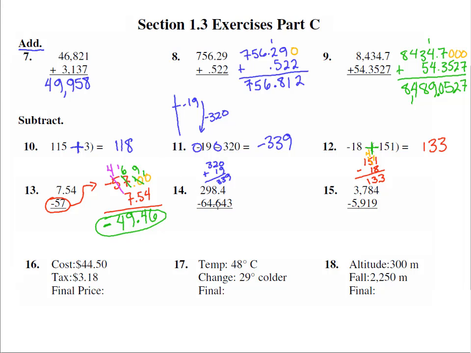298.4 minus 64.643. Okay, the bigger one's on top. We're subtracting. We have one positive, one negative, but the decimals aren't lined up. So let's write this out here. 298.4 minus 64.643. Let's put those zeros out there so we can do our good subtraction.